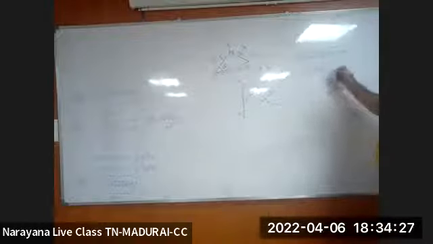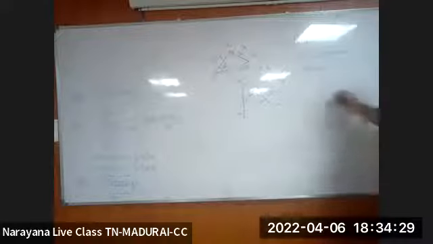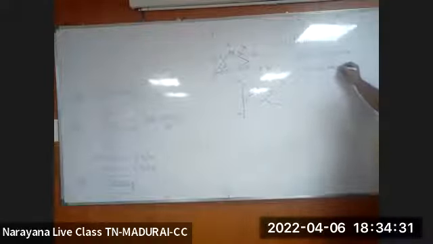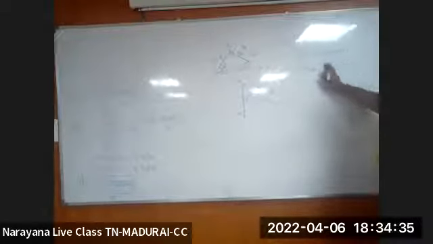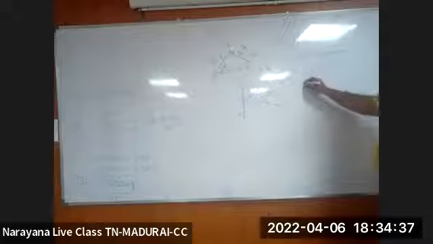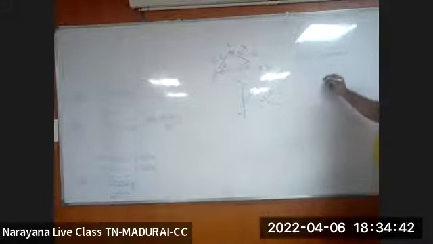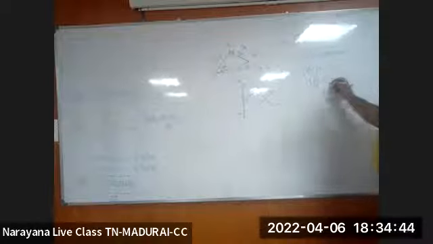25 plus 100, into, very good, 1 by 2. So this is 50, no? 100 minus 50 means 50. So under root of 75 means 5 root 3. 5 root 3 kilometers is your answer.